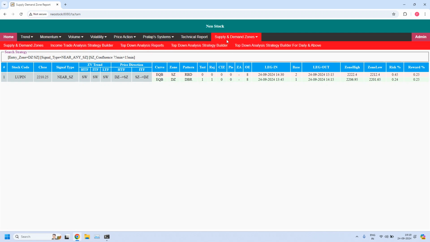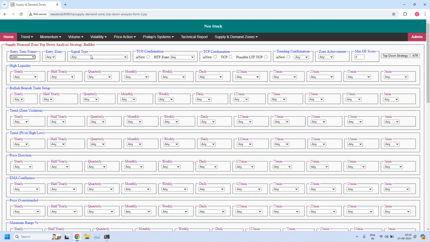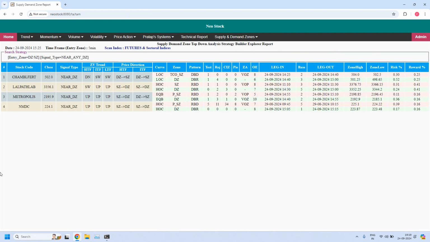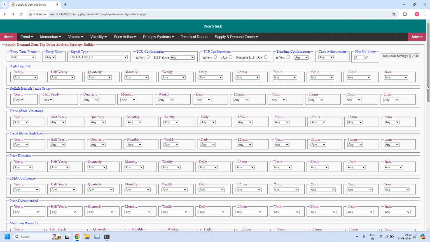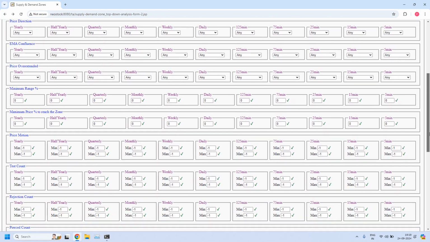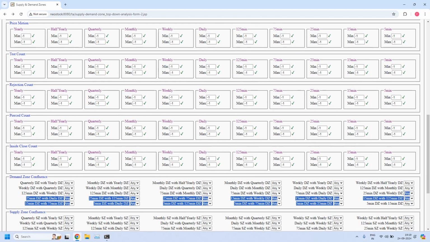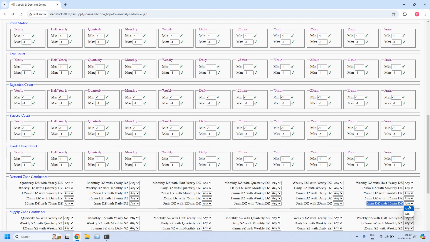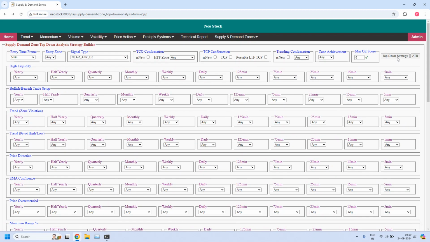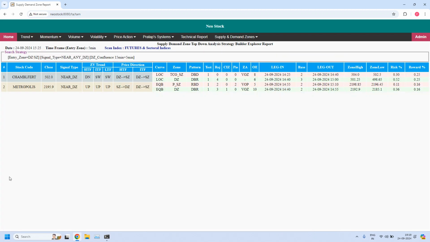Okay, next time frame is 5 minutes. Let's find the stocks near the 5 minutes demand zone. 4 stocks are filtered. Again, let us verify how many of these stocks are having ITF confluence. That means 5 minutes demand zone with 15 minutes demand zone confluence. So I am enabling this filter. So 2 stocks are filtered. That means the 5 minute zone is part of the 15 minute zone.